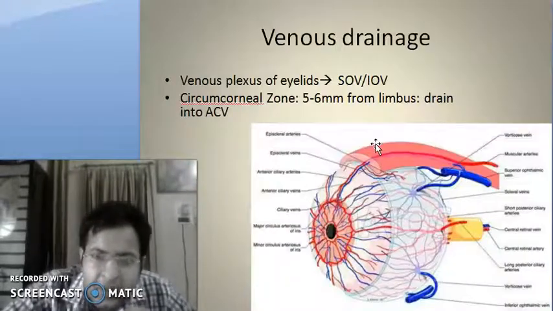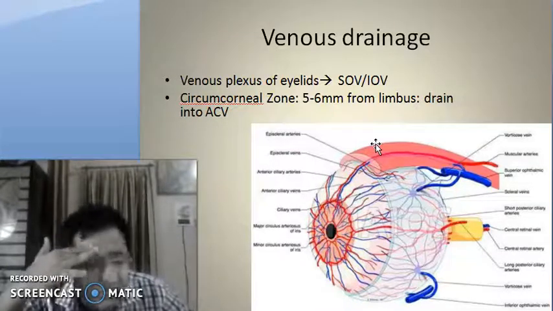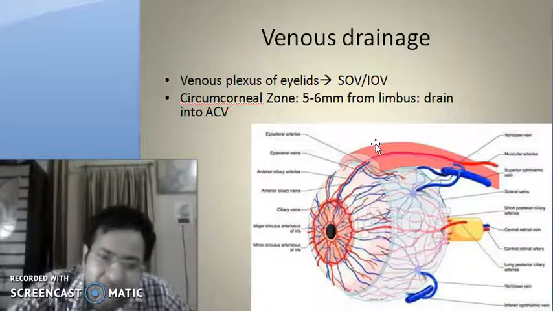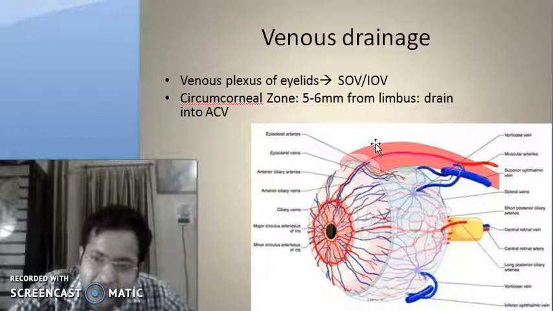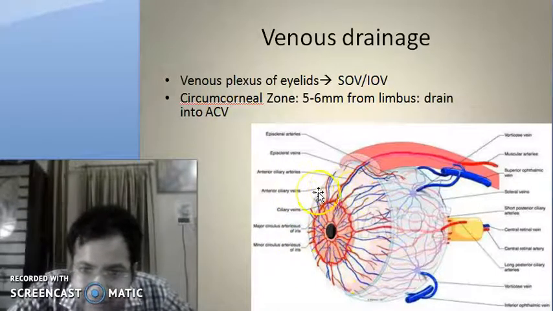Next is the venous drainage of the conjunctiva. The venous plexus of the eyelids along with the conjunctiva is drained into the superior ophthalmic vein and the inferior ophthalmic vein. There is a circumcorneal zone about 5 to 6 mm from the limbus, which drains into the anterior ciliary veins.